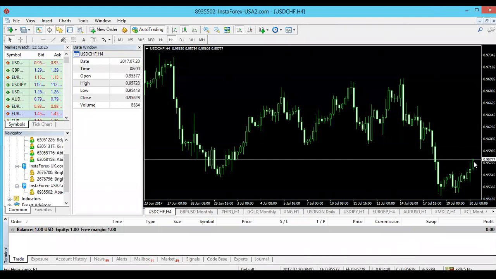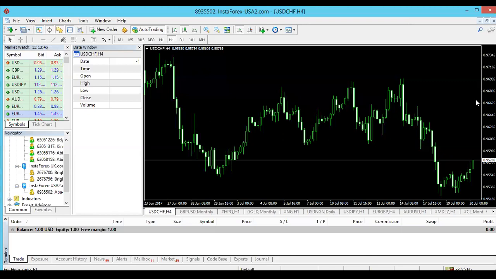Then, assuming this market keeps going up to this point, please don't sell again. Sorry, please don't buy again. Assuming this market keeps going up to this point, don't buy again. But you can buy at this point. I see that at this point, someone can buy.